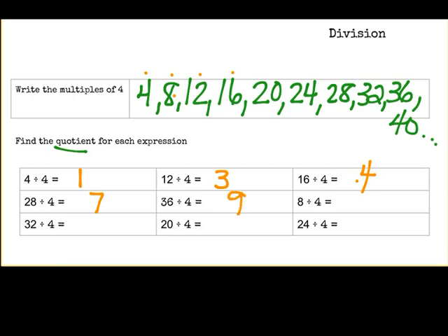36 divided by 4 is 9. 8 divided by 4 is 2. 32 divided by 4 is 8. 20 divided by 4 is 5. And 24 divided by 4 is 6. Okay, that should have been really easy. Today's spiral review was review from everything we've done in the past.